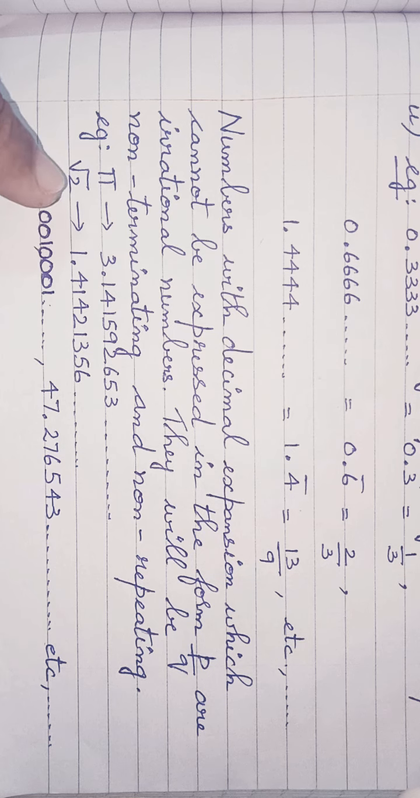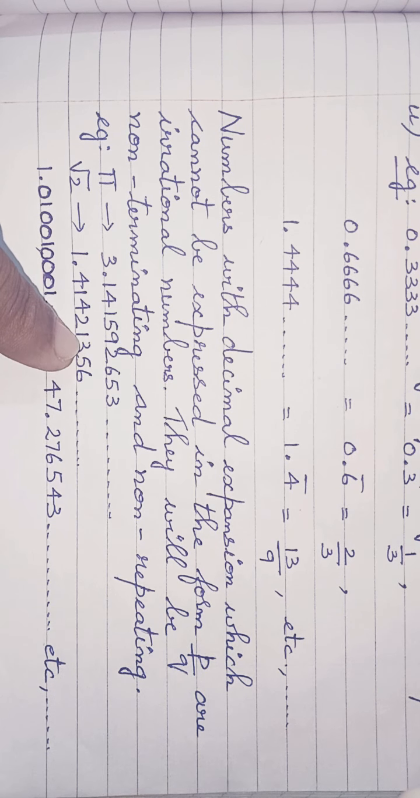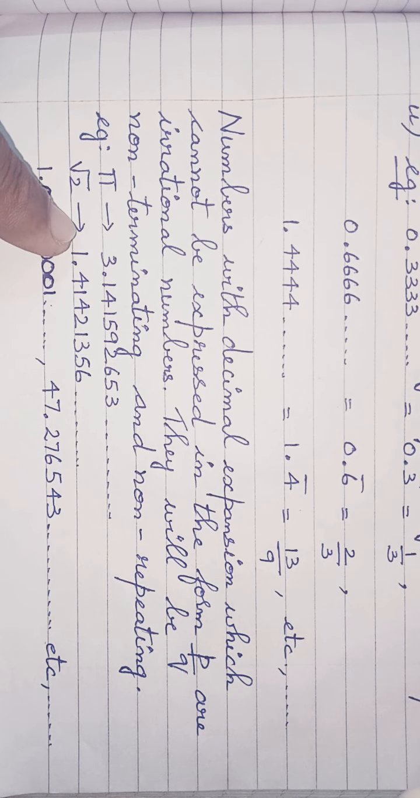Similarly, not alone root 2, whenever you take the square root of any prime number, it is going to be irrational. Now root 2 is 1.41421356 dot. It continues to infinitely many places. You can see that none of the digits is repeated. So it is both non-terminating and non-repeating. So this is an example of an irrational number.